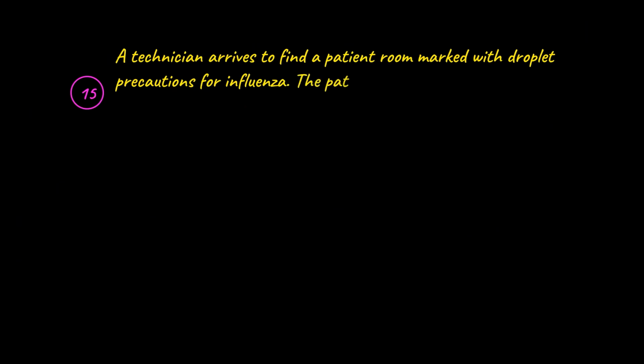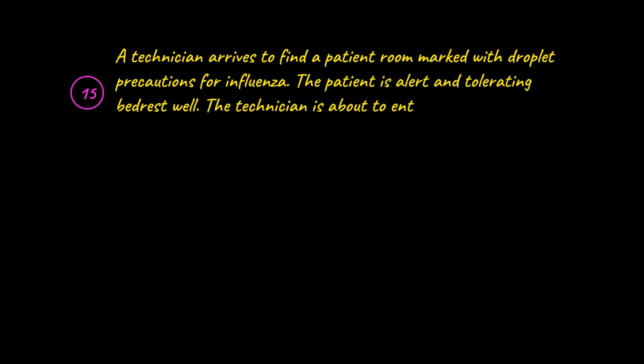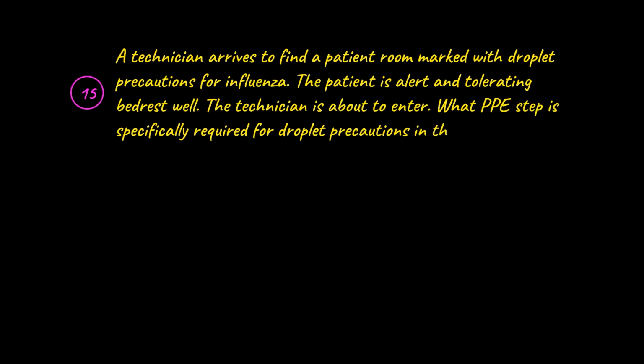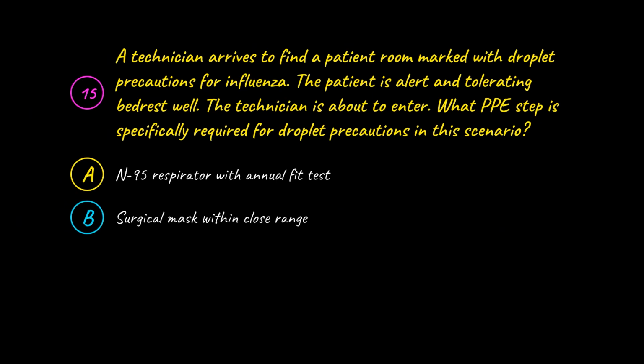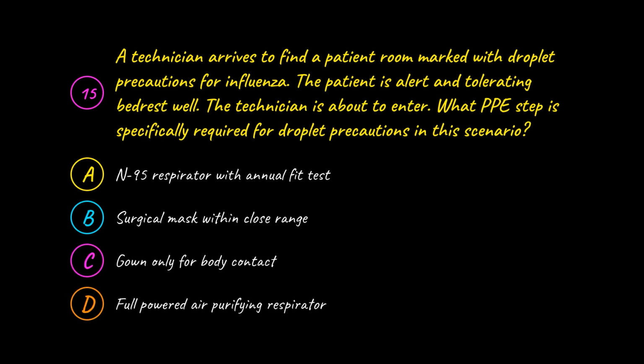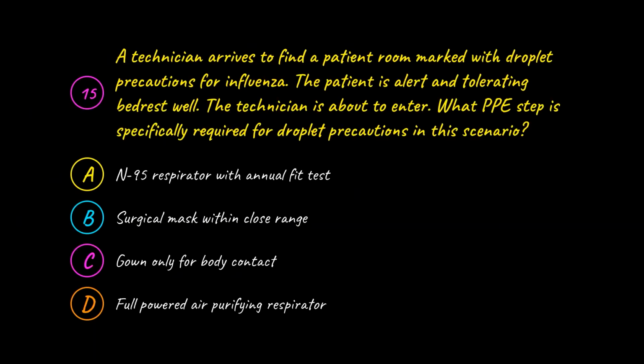Question 15. A technician arrives to find a patient room marked with droplet precautions for influenza. The patient is alert and tolerating bed rest well. The technician is about to enter. What PPE step is specifically required for droplet precautions in this scenario? Your options are A. N95 respirator with annual fit test. B. Surgical mask within close range. C. Gown only for body contact. D. Full-powered air purifying respirator. Don't overthink it. Which one feels right?